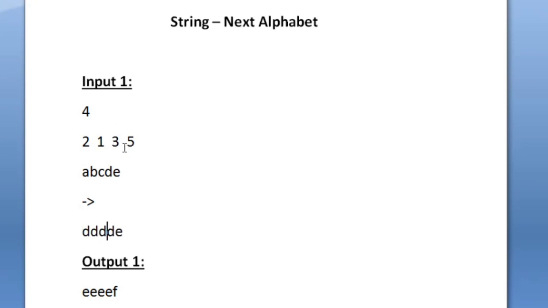And now the last integer is 5. So we have to take the first 5 characters of the string, and the string contains only 5 characters. So all the characters must be incremented by 1. The first 4 characters are d, so they become e. And the last character is already e, so when incremented by 1 it becomes f. Now all the n integers are completed, and this is how our string looks now. So this is our output also.